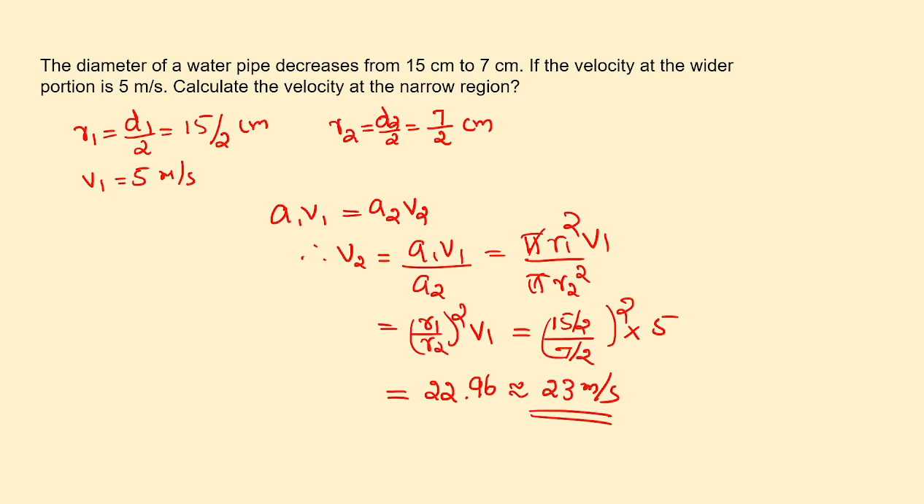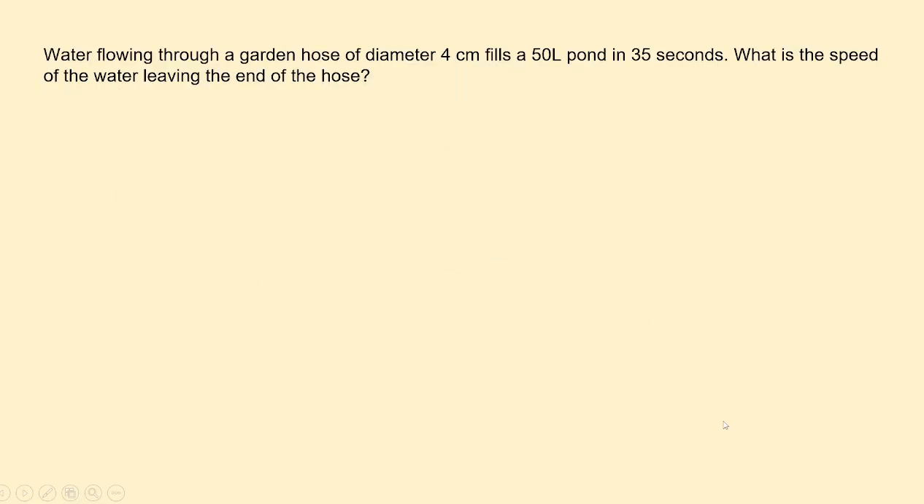Then we have the next problem. Water flowing through a garden hose of diameter 4 centimeter fills a 50-liter pond in 35 seconds. What is the speed of the water leaving the end of the hose?